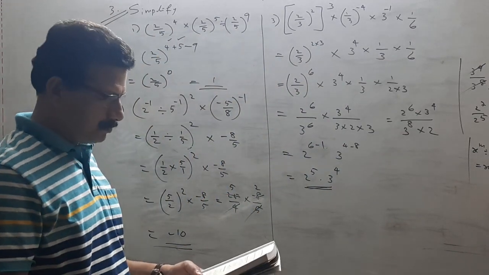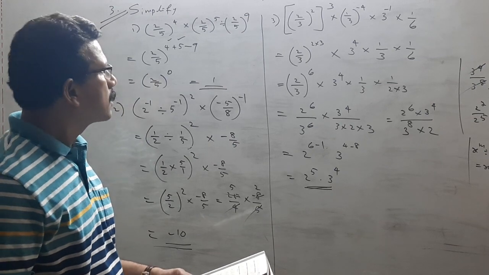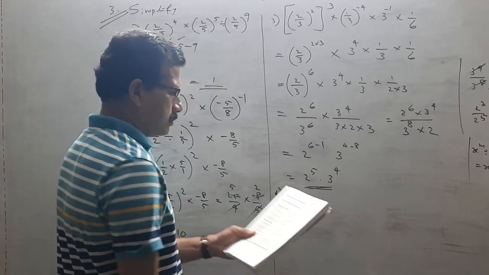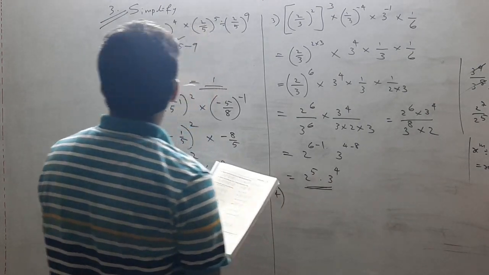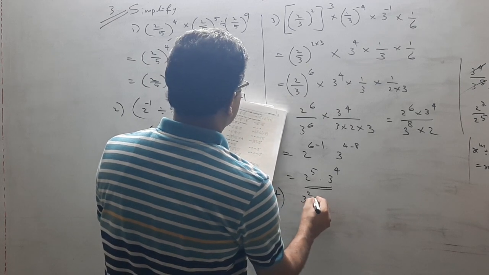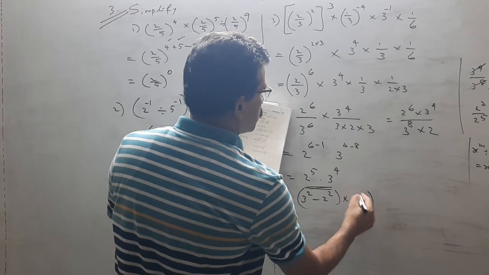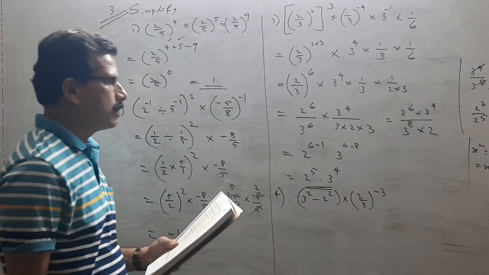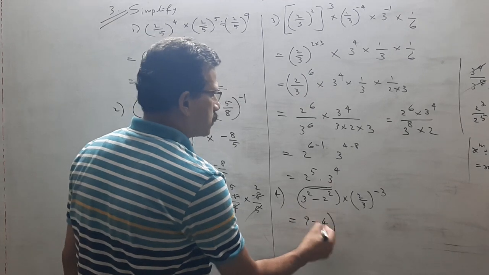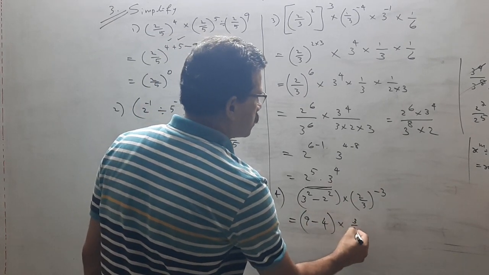One more part. One small one because the space is less here. Small one. Okay. Let it be like this: 3 square minus 2 square into 2 by 3 to the power minus 3. 3 square 9 minus 2 square 4. 2 by 3 to the power 3, that is 3 by 2.